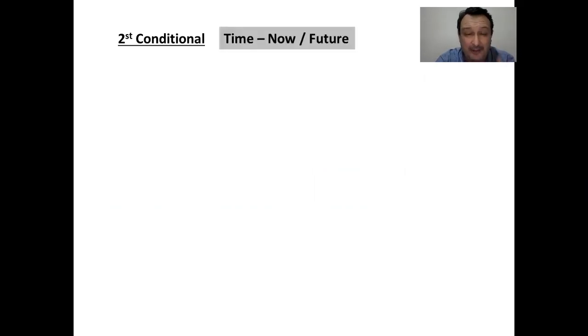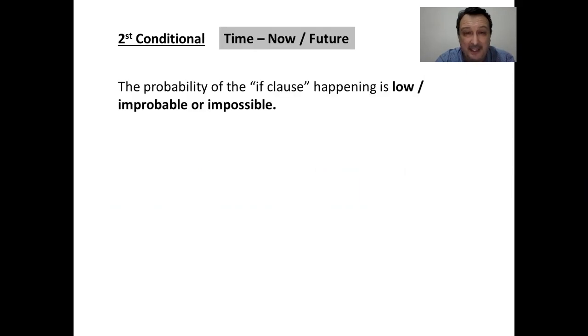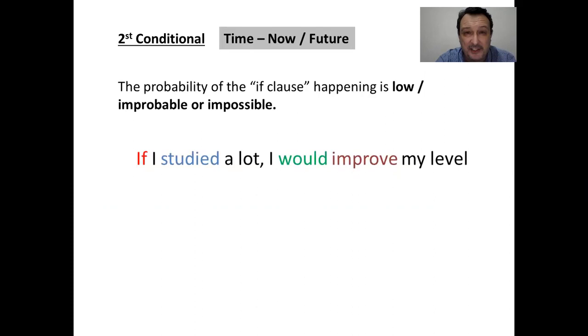Okay, now the second conditional. People often think that the second conditional is talking about the past, but it isn't. It's talking about now or the future, okay? The difference is that the probability of the if clause happening is low or improbable or actually impossible, okay? Let's look at an example. If I studied a lot, I would improve my level.